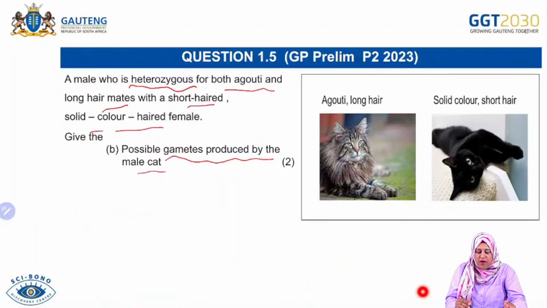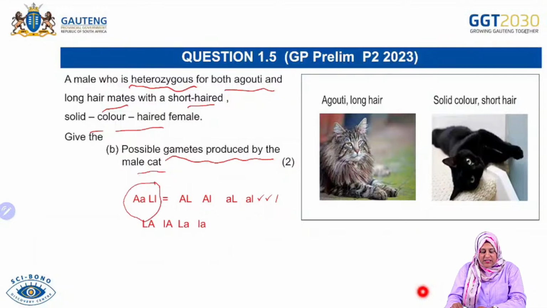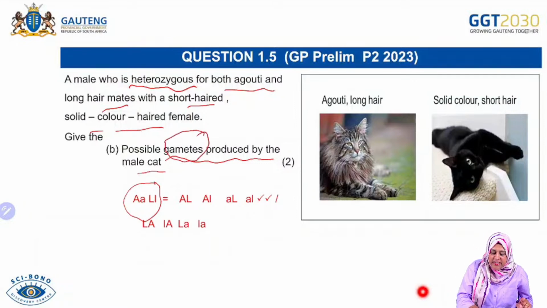So now we know that he is agouti, so he will be big A and a small a, right? Because that now talks to the color, and that is striped. And then because he's long hair but he's heterozygous, he'll have a capital L and a small l. So this is the genotype of the male cat. But the question is saying possible gametes. So we need to work out the gametes for this cat, right?